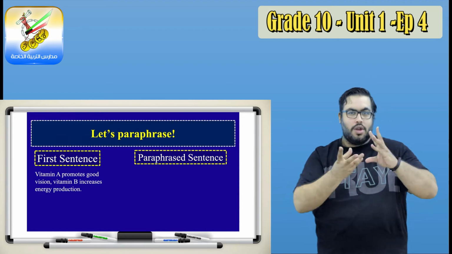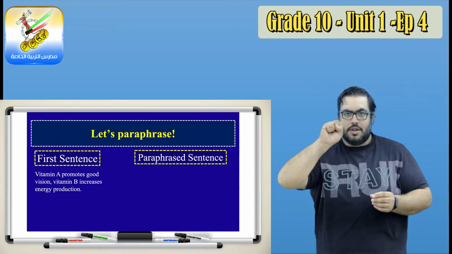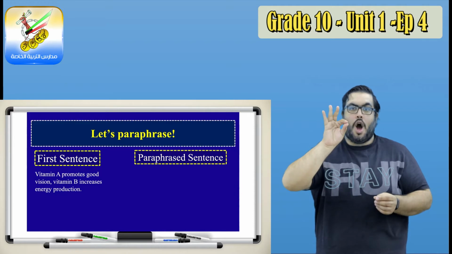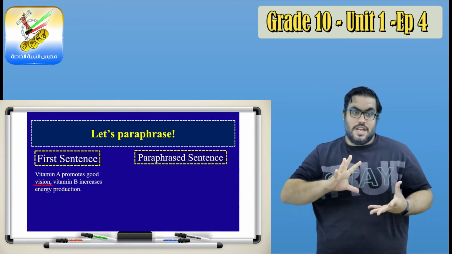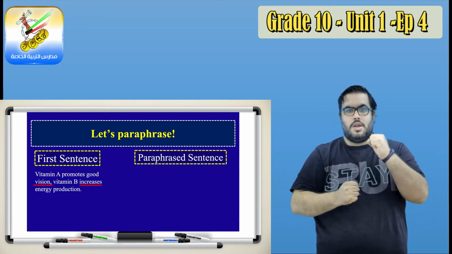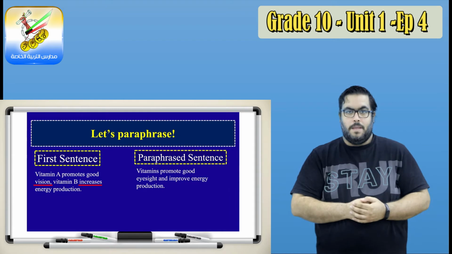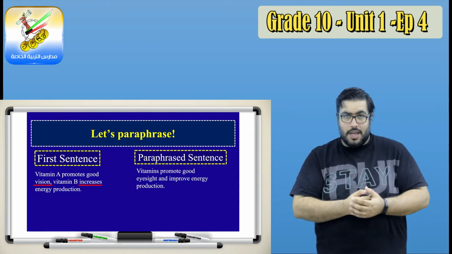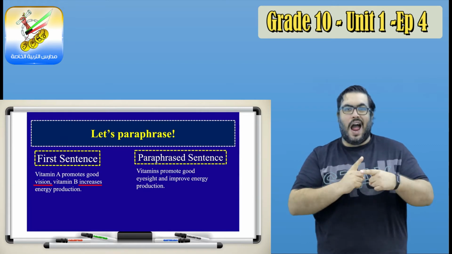In the first sentence, vitamin A promotes good vision, vitamin B increases energy production. We have vision and the word increases. Let's look at the paraphrase sentence. Vitamins promote good eyesight and improve energy production.